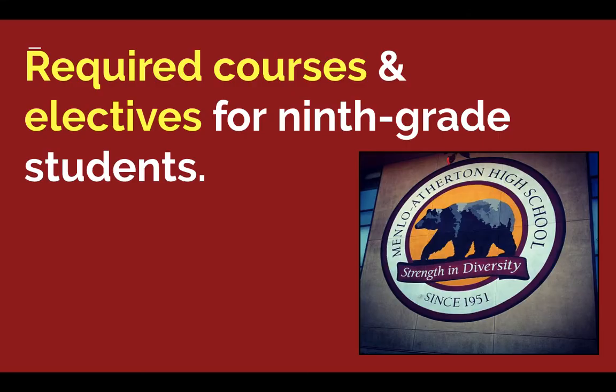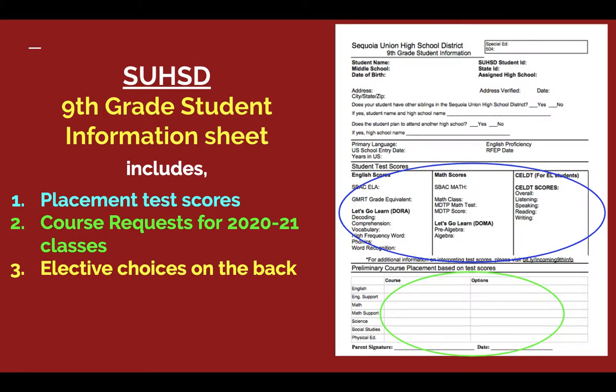We will now cover required courses and electives for 9th grade students. The 9th grade student information sheet includes placement test scores, course requests, and space for elective choices on the back. The area circled in blue should be completed with the placement test scores of your student. Not all students take the CELT or LPAC. Course requests will be at the bottom. If options are available, they will be listed in the options column. Elective choices will be made on the back of the form.